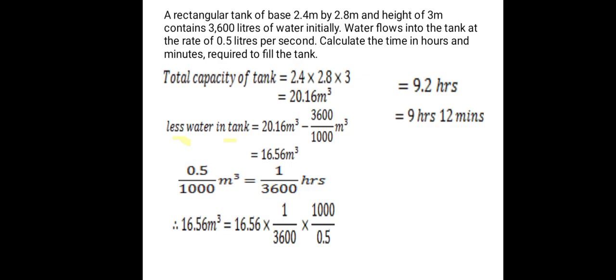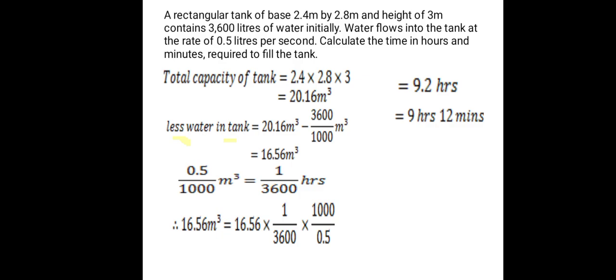Now, first of all, let's find the capacity of the tank, or the total volume of the tank. So we shall take the base area times the height. The base area is 2.4 times 2.8 and the height of 3. We get that the tank can hold water of 20.16 cubic meter.